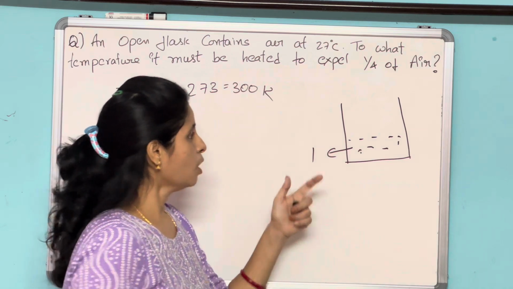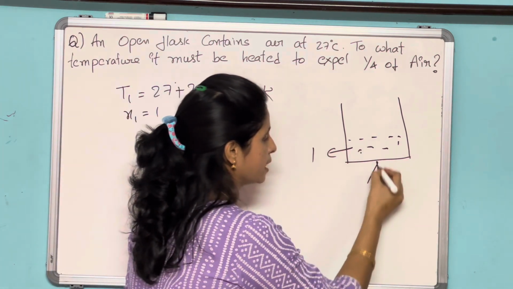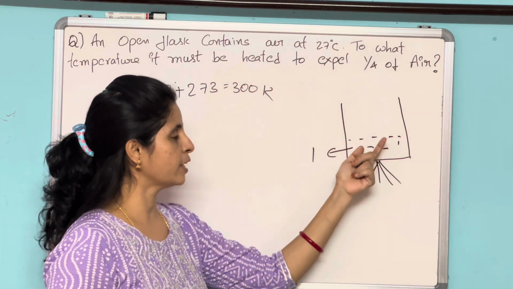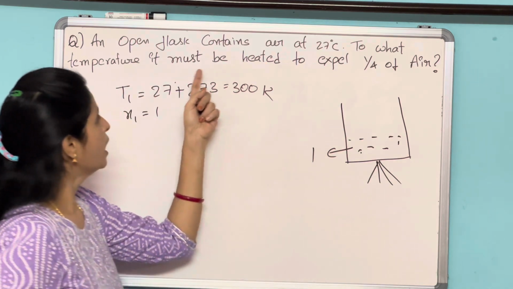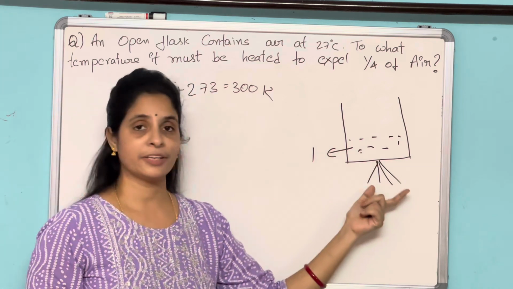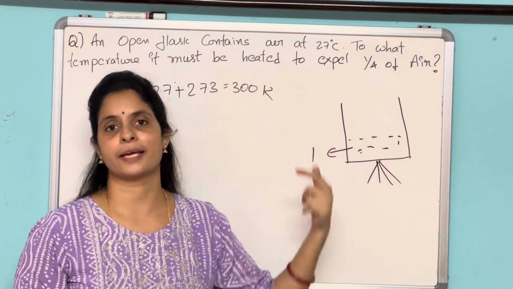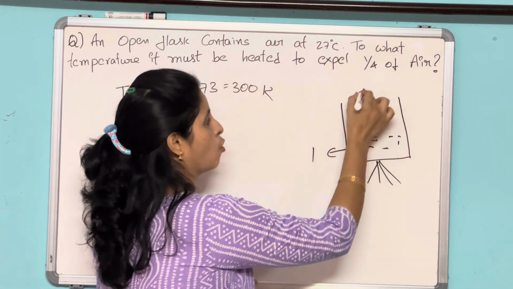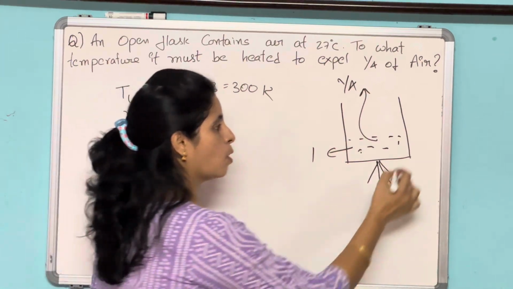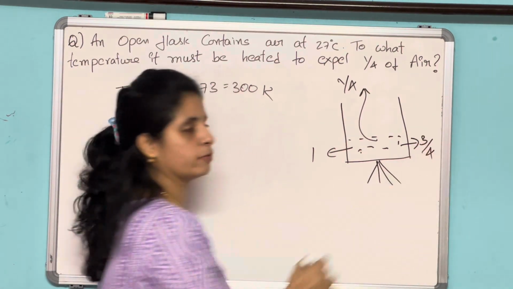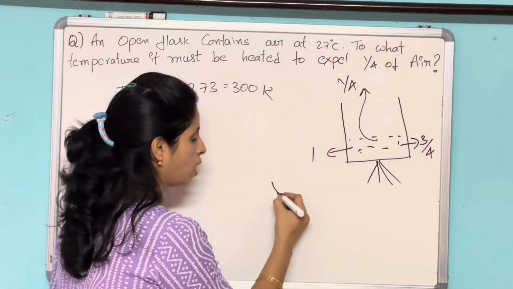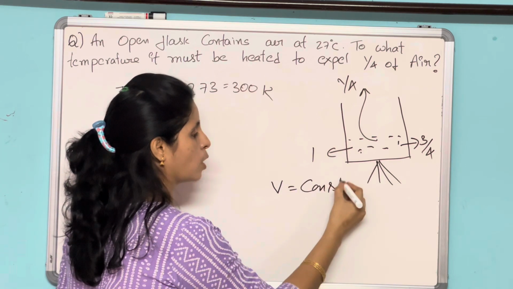On the open vessel, we are heating, means we are supplying some amount of heat, to expel 1/4 of its air. When you are heating, how much of the gas escapes into the environment? It is 1/4 of the gas which escapes into the environment. Now what are the remaining moles? 3/4.